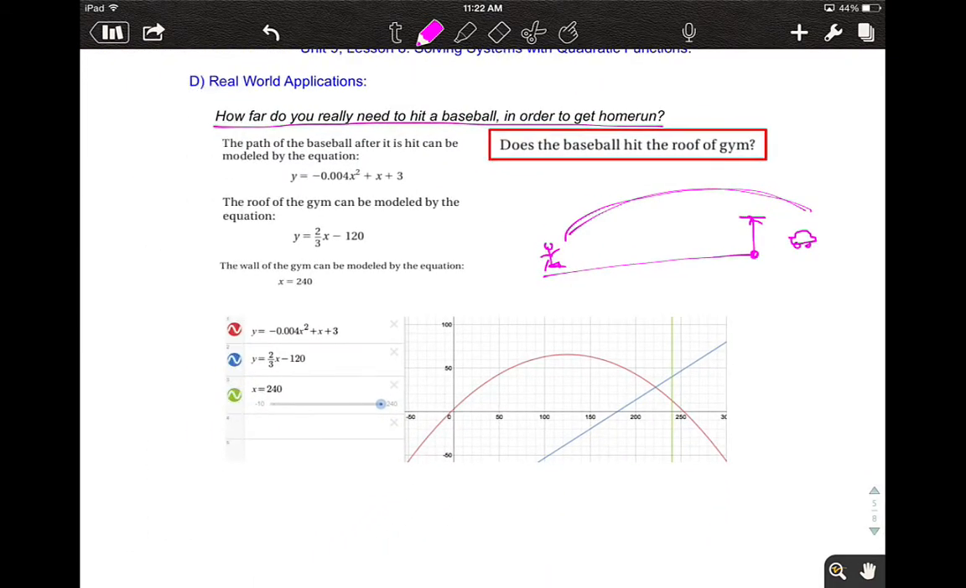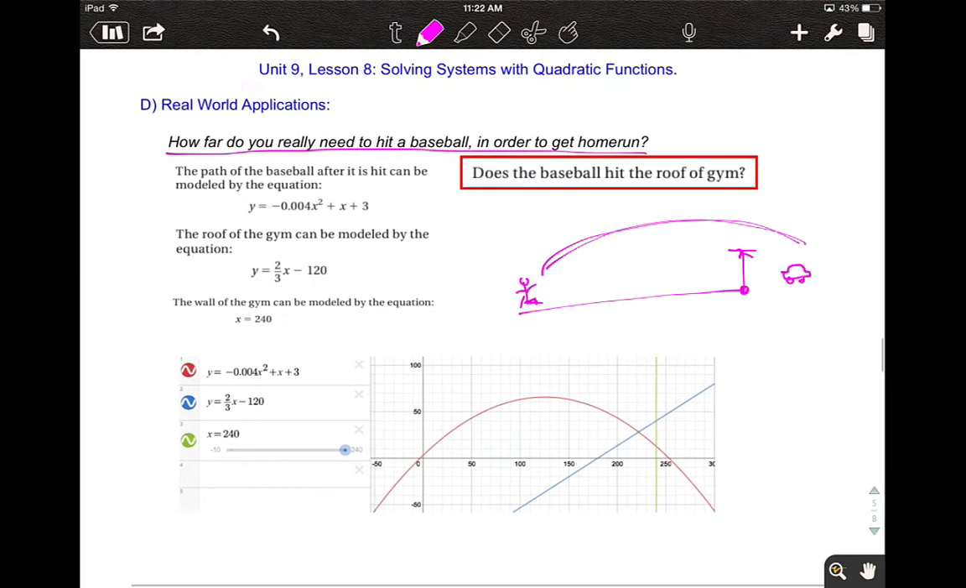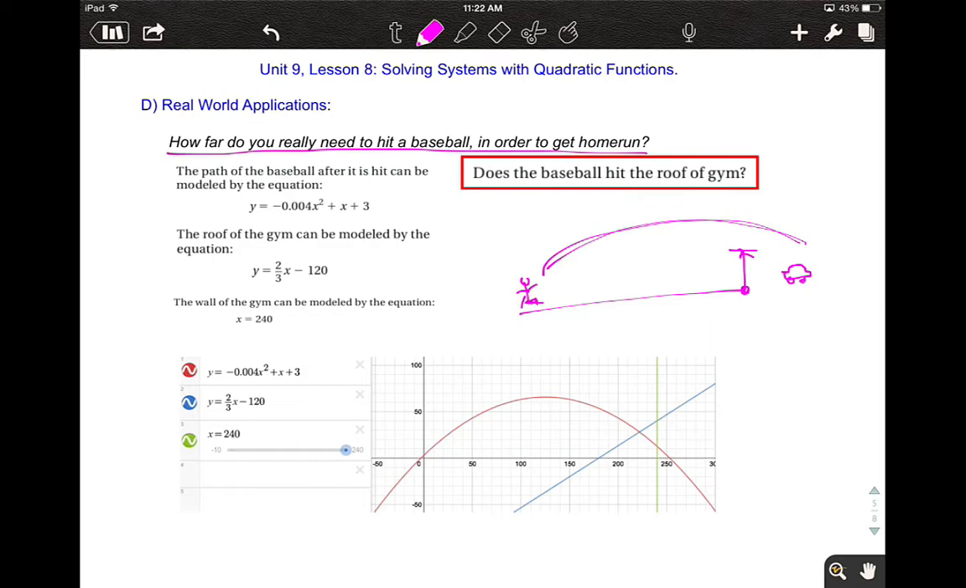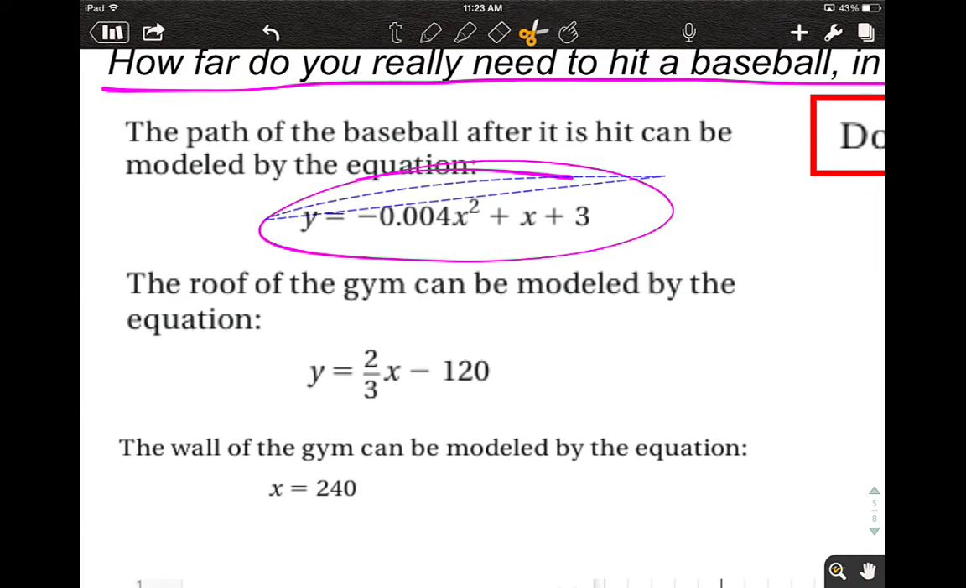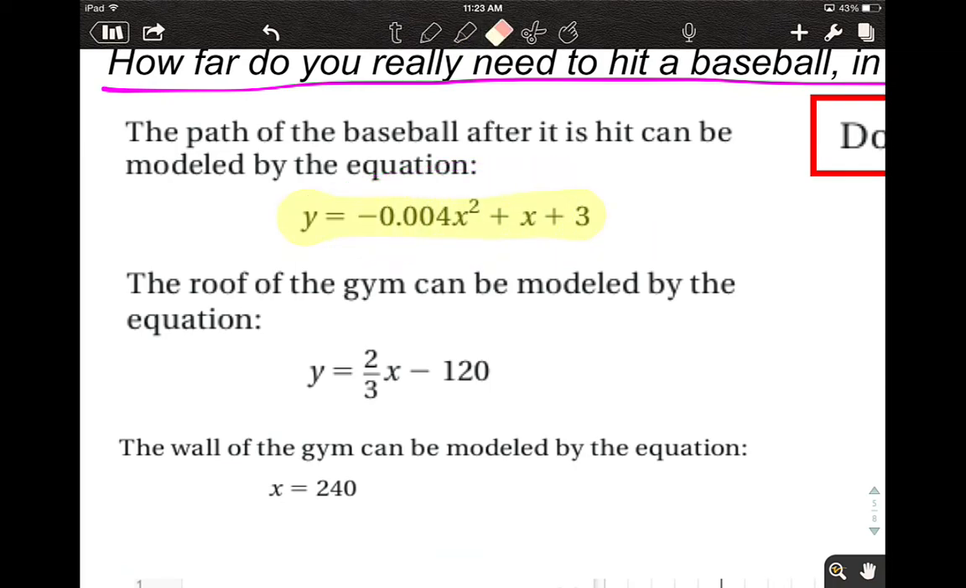So I'm using Desmos for these. A lot of our real-world applications in this scenario, we're probably going to use some graphing software. I'm not going to expect you to graph something like this, and we could obviously do that, one's not so bad. But putting it into Desmos, putting it into your graphing calculator also helps to tell a good story. What's really happening? Okay, so this equation here, they're giving us the equation. This equation has to do with the path of the baseball. The path of the baseball after it is hit can be modeled by this equation.